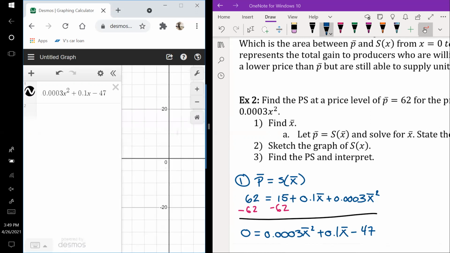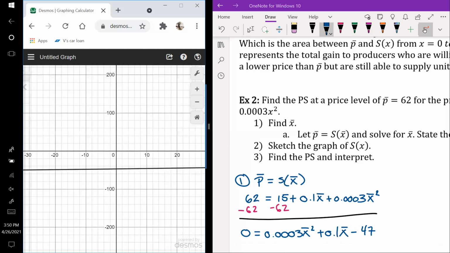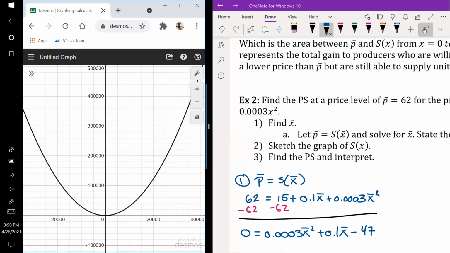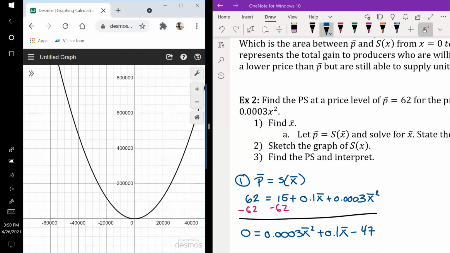Okay, now let's go ahead and look at this graph. What are my intervals? If P bar is 62, oh yeah, we might have to zoom out really big. Let me see. What does this graph look like? Oh, it's a parabola, of course. Okay. So we're looking for when it's 62. Actually, yeah, we can solve this.